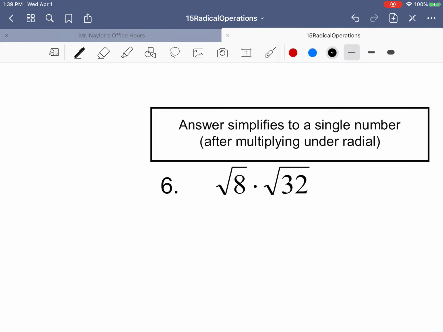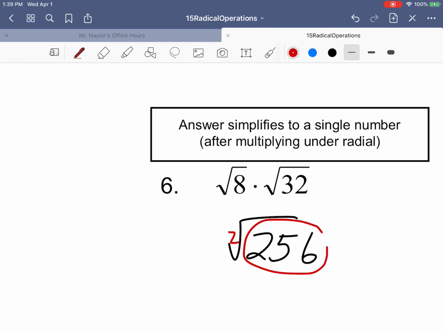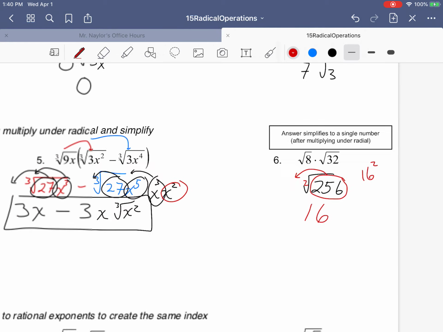What do we got here? It's a multiplication problem. Yeah, you can multiply. You can do the 8 times 32. You end up with 256. Now, this is the square root of 256. Do you know your square roots? Do you know that 256 already is a perfect square? It turns out that 256 came from 16 squared. That means that when I take out 256, I'm going to get just 16.